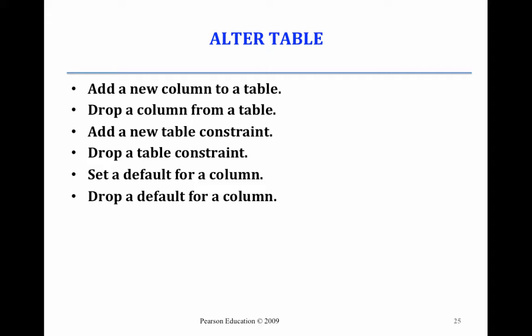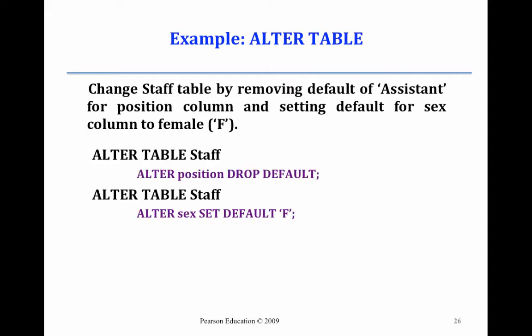So there's a whole lot of things you can do with the alter table. Typically, you just Google it. I don't encourage you to remember the details. But here's just a couple examples. In this case, we're dropping the default for the staff position. So alter table staff, then alter position, drop default. So the general format is alter table, you give the table name, then alter column name and whatever you want to do. Again, it's not worth memorizing the syntax. You can always look it up.